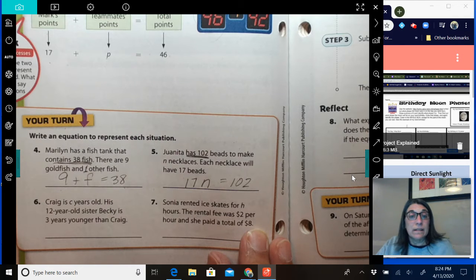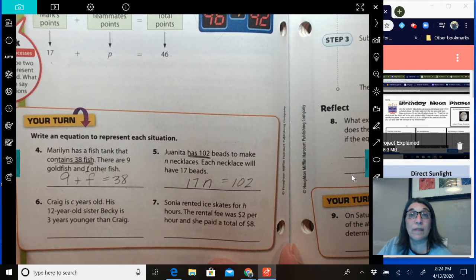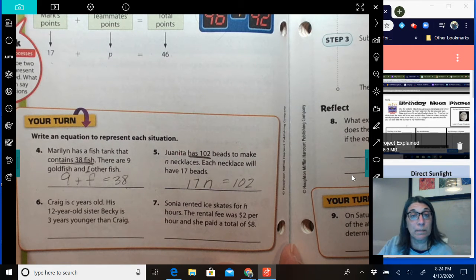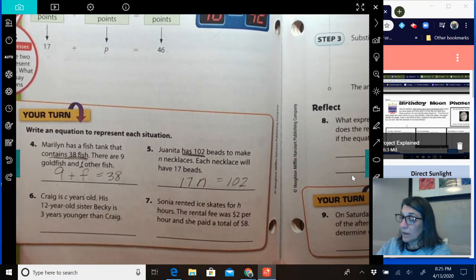Okay, so take a second and pause the video and try to write an equation for 6 and 7. And once you have that written, come on back or hit play again, and we'll wrap up this part 2 with writing equations and see how you did.